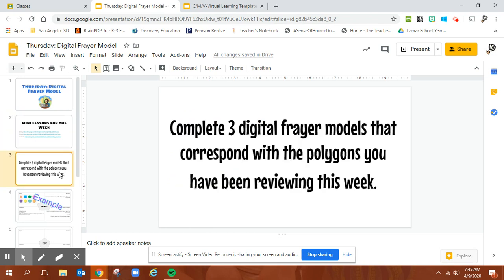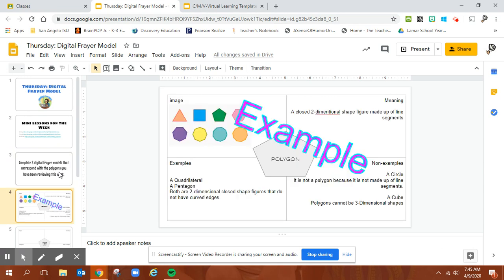So what you're going to do is on the next few slides, you're going to complete the Frayer models just like we have done in math class and in science class. Okay. And it's only about whatever polygons we've talked about this week. So here's my example slide. I just picked polygons. Okay. So in the first box, I just found pictures of different polygons. Okay, and I put them right here.